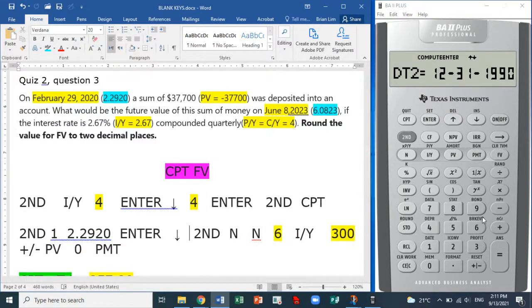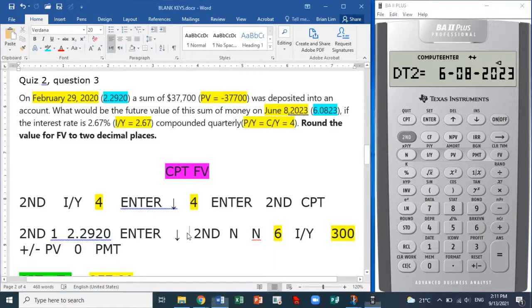So the month goes first. June is the 6th month. But the day we have to put in as 08. You cannot just put in 8. You will get a wrong result. So 08, and the year is 2023. The last two digits are 2 and 3, so we put in 2, 3, and we hit enter. Okay, 6th month, which is June, 8th day, 2023. There, the 08 does matter in this case.